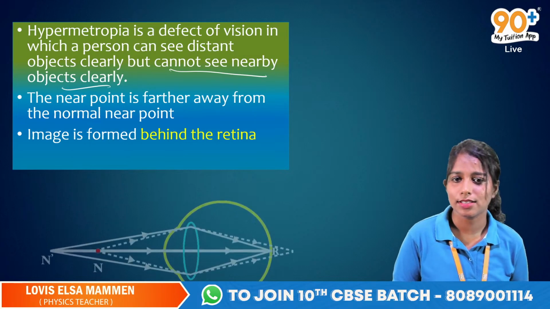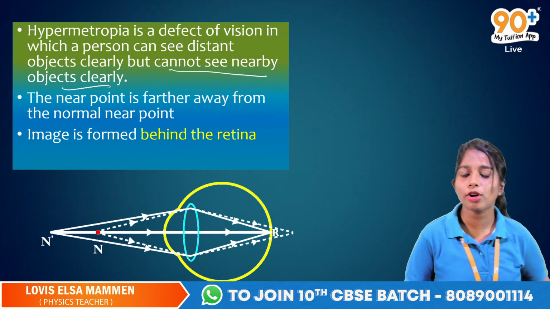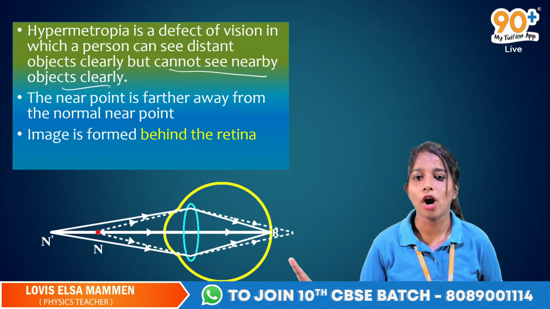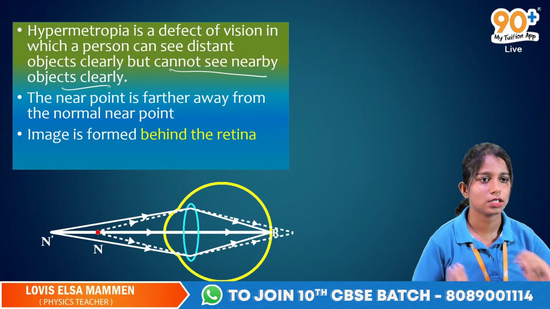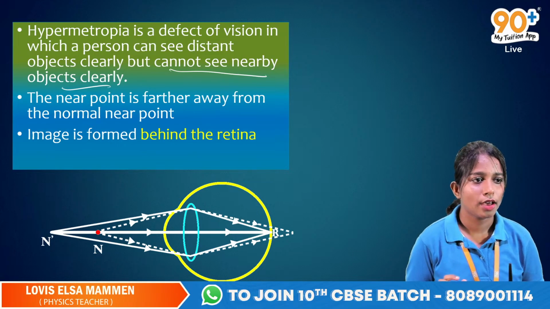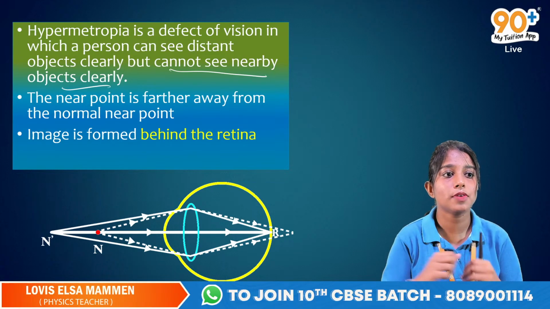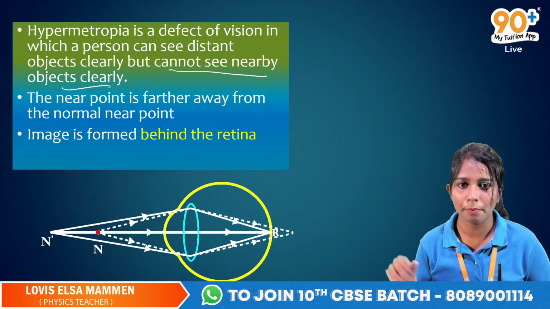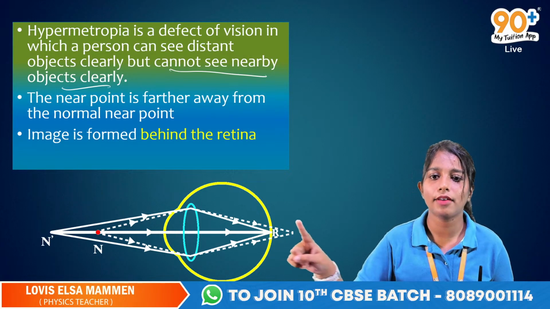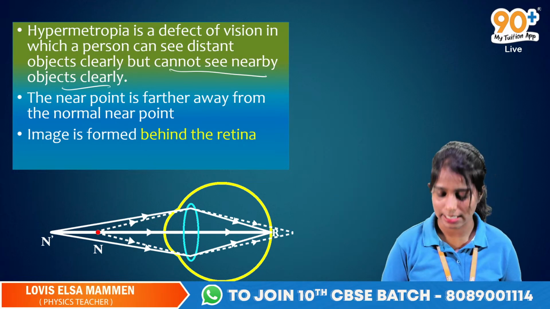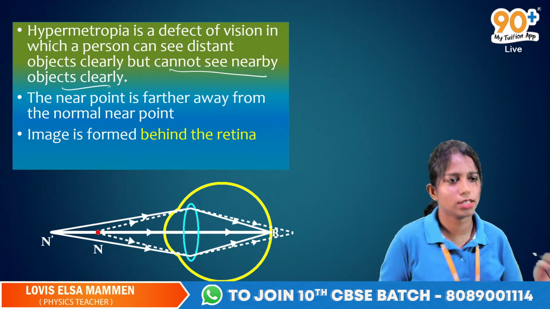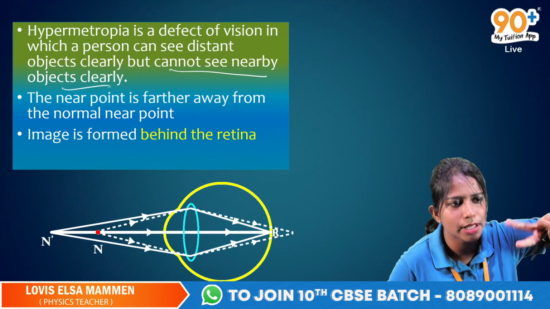Yeah, so this is the figure. Look here, the image is actually formed behind the retina, just opposite. For myopia the image was formed in front of the retina, but look here, it is formed behind the retina, right? The image is behind the retina, just opposite. Study it as the other one, just opposite.